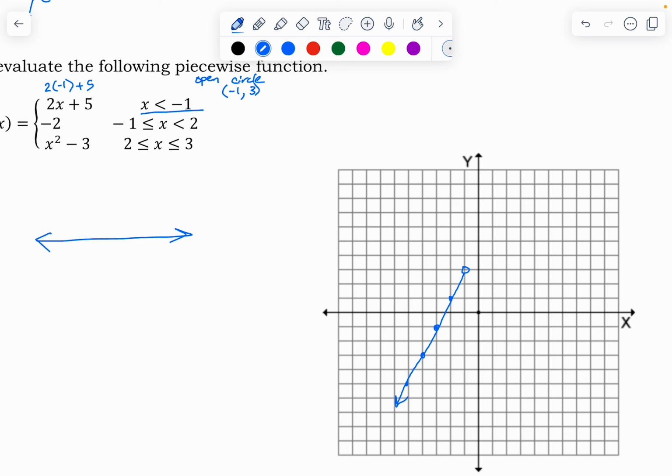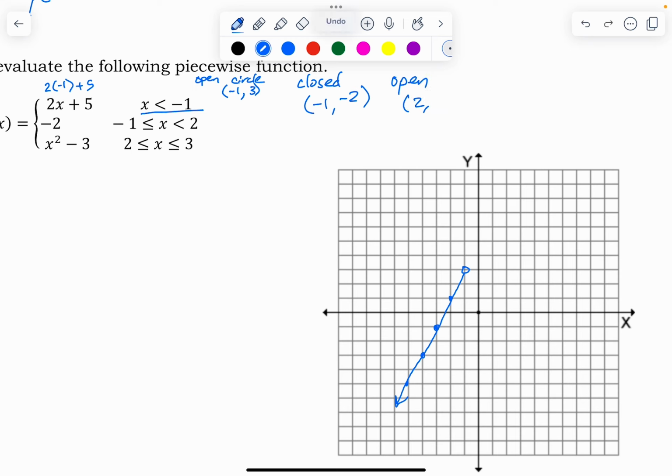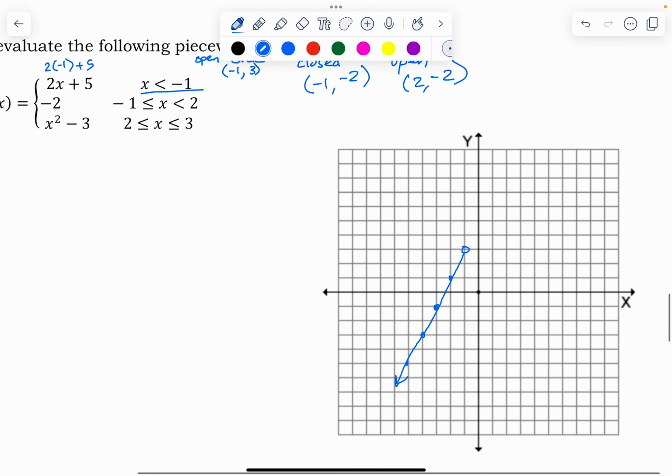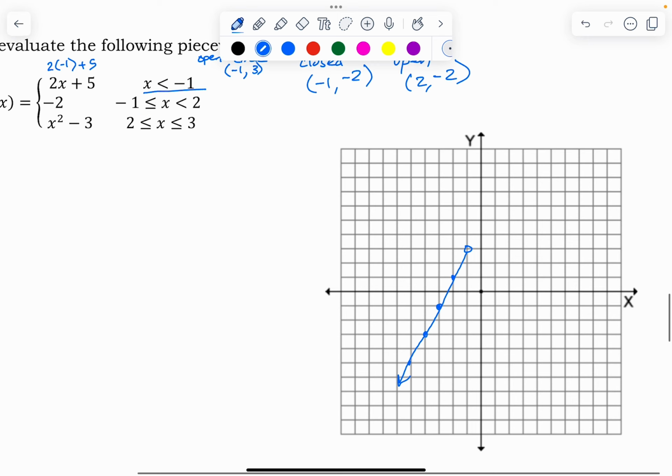Okay, the next one, from -1 to 2, I have a graph of just a horizontal line, y equals -2. What that's going to mean is I'm going to have a closed circle at the point where, when I plug in -1, I get -2. And then I'm going to have an open circle that ends that line at 2, because notice it's not equal right here. It's just less than, and so it's going to be (2, -2) with an open circle. So at (-1, -2), I have a closed circle. Make it obvious that it's closed, if you don't mind.